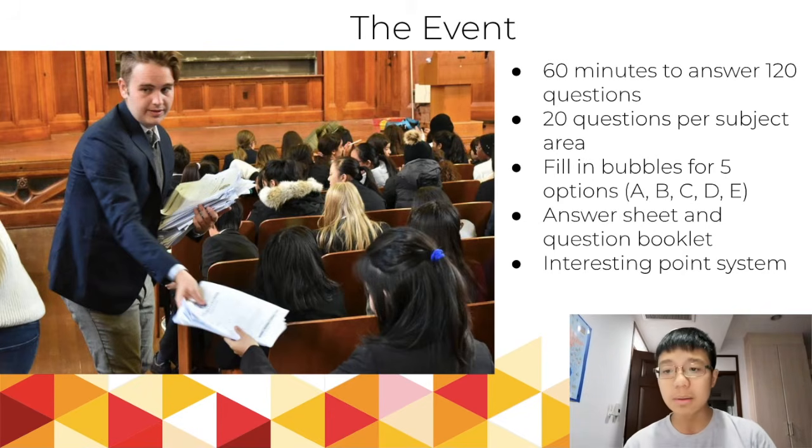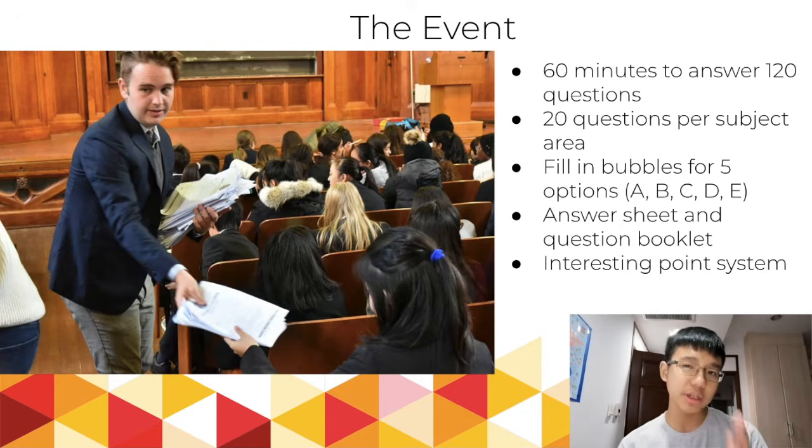Now you fill in the bubbles for 5 options: option A, option B, option C, option D, and option E. You cannot make another bubble for an F. That doesn't work. It's on the Scholars Bowl, so don't do that. There is an answer sheet and a question booklet. You will get both of these at the beginning, usually the answer sheet first and then the question booklet. And then there's an interesting point system, which we'll come on to now.